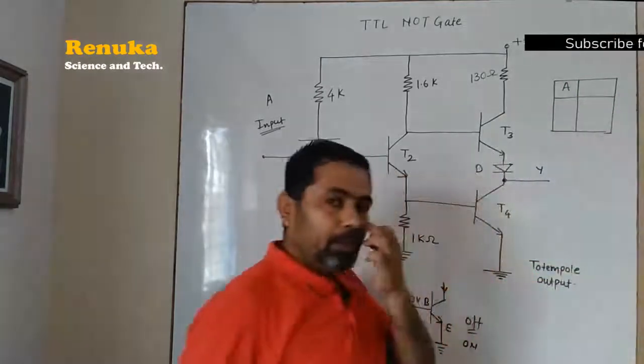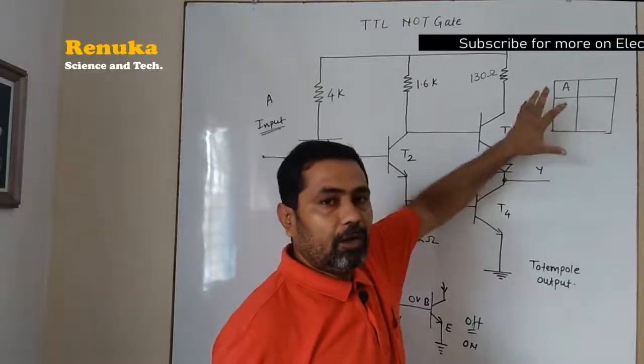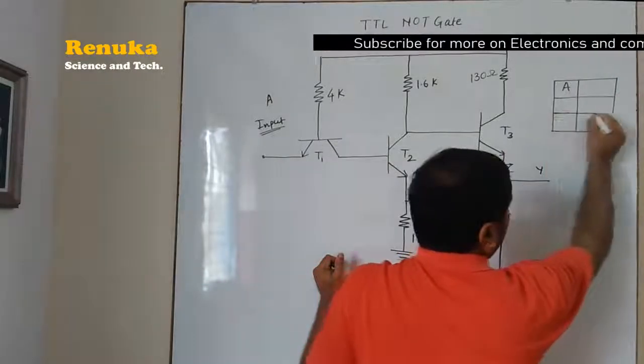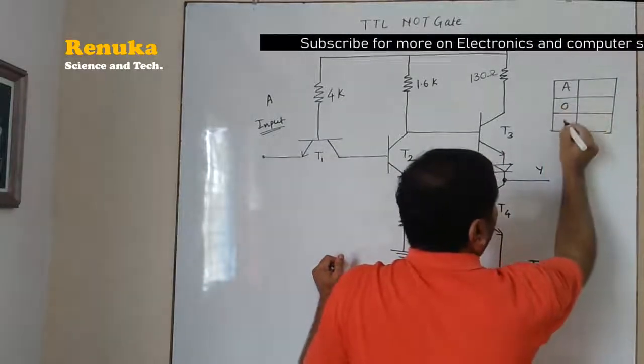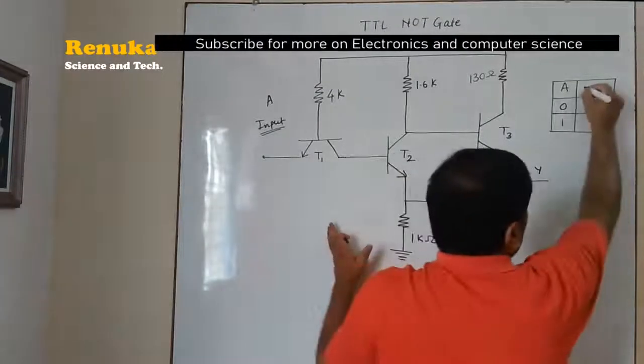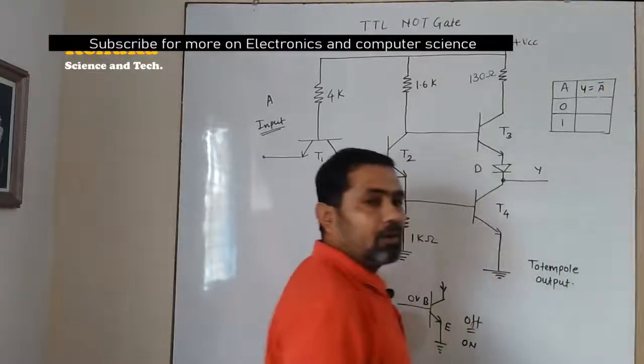We have to apply only binary levels. So A's value, either it will be 1 or it will be 0. So there will be two possible combinations: either input will be 0 or input will be 1. What about the output? The output's Boolean equation for a NOT gate is A complement.